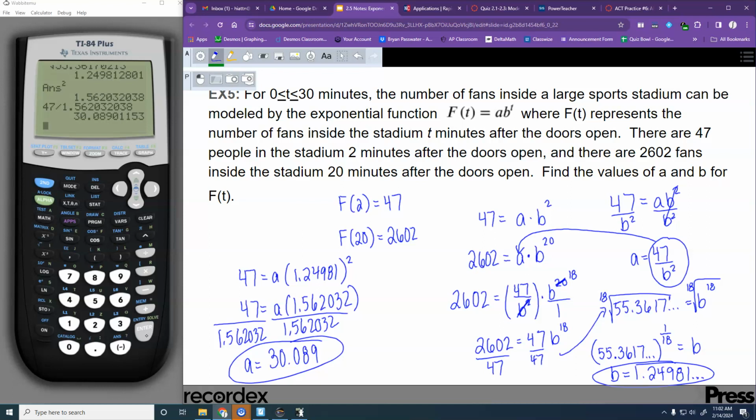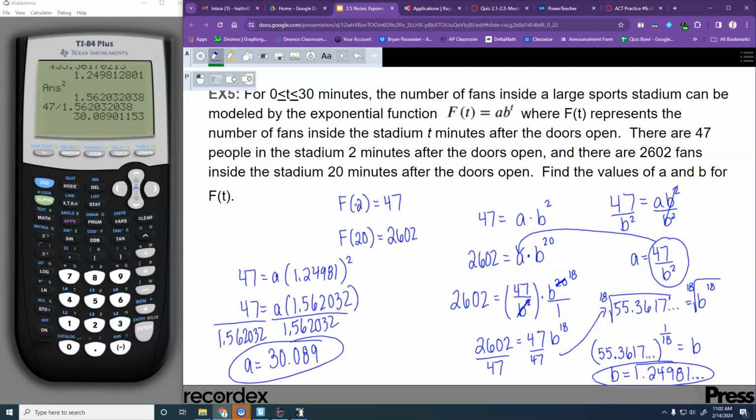All right, so this is an option. I will say this is a little bit easier to do if instead of giving you the stadium at 2 minutes, they give you the stadium at 0 minutes. If there are 47 people at 0 minutes, then A is 47, right? And you don't have to find A. It makes it easier to find B if you do that. It's still the same idea, but it does make it easier to do if you don't have this at 2.